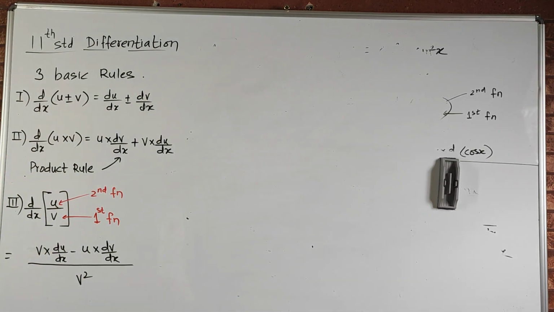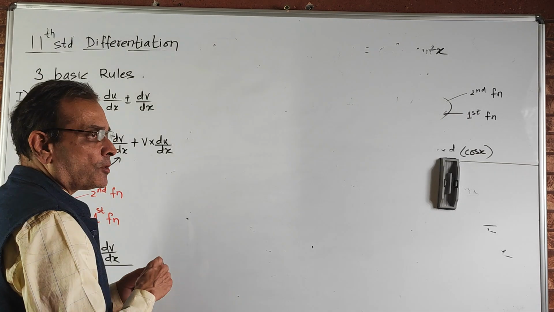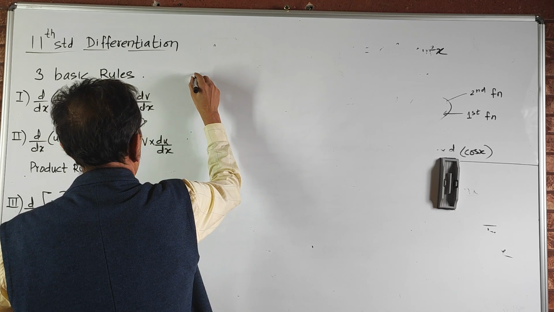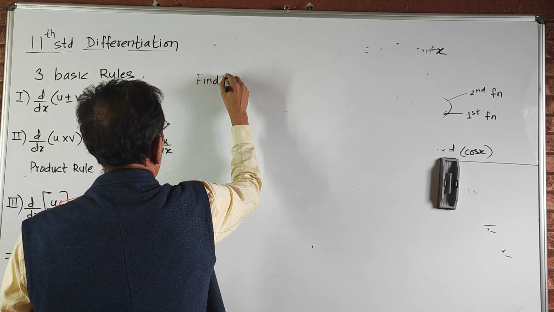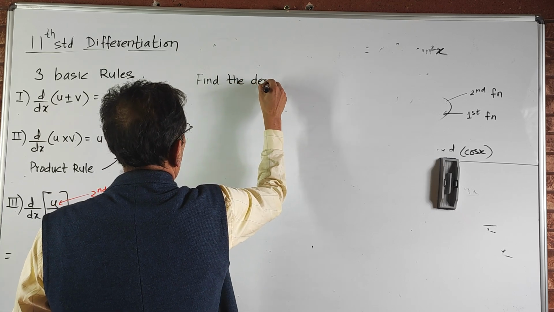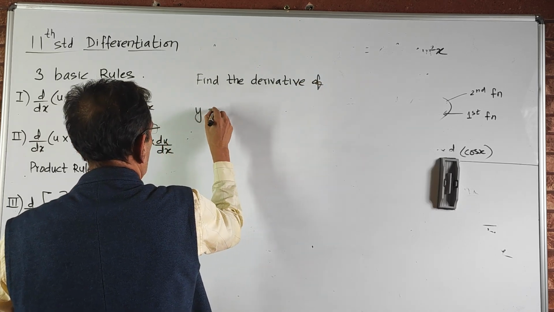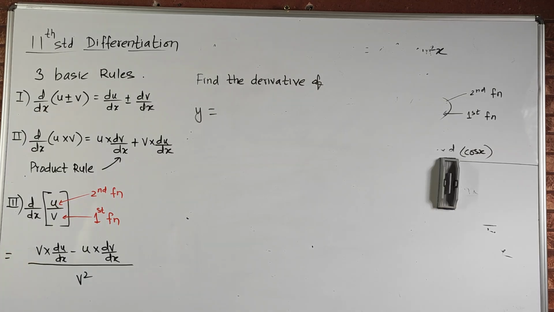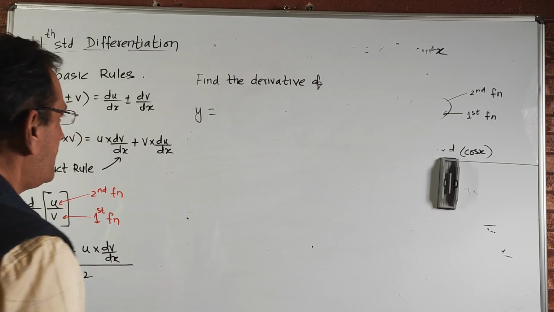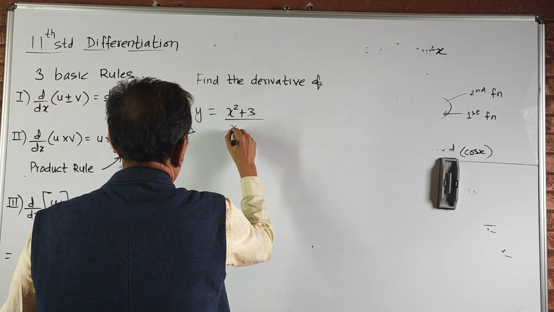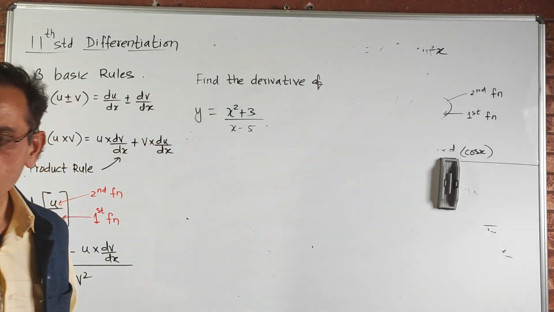It says y is equal to x squared plus 3 upon x squared minus 5, differentiate or evaluate or find the derivative. y equal to x squared plus 3 upon x squared minus 5. ये प्रॉब्लम सॉल्व करना है.